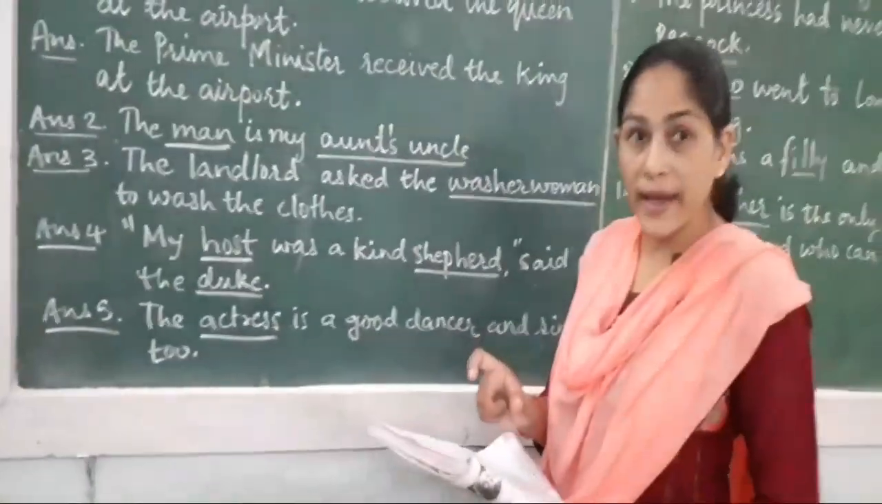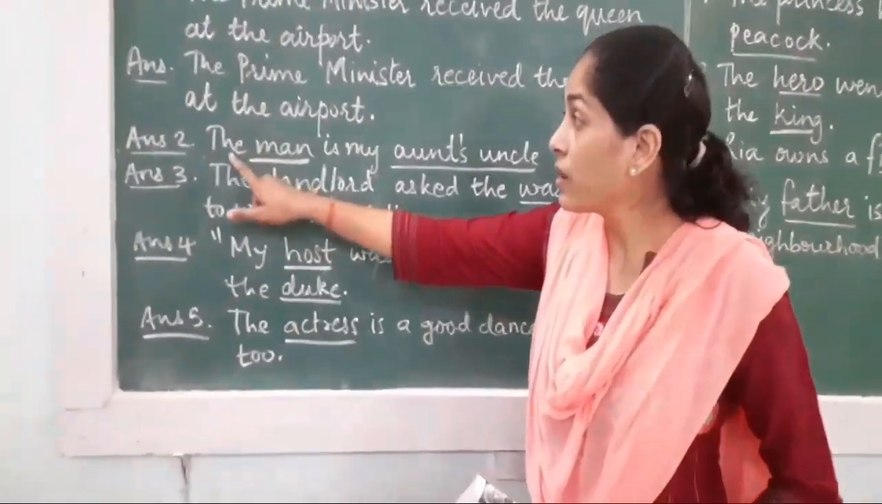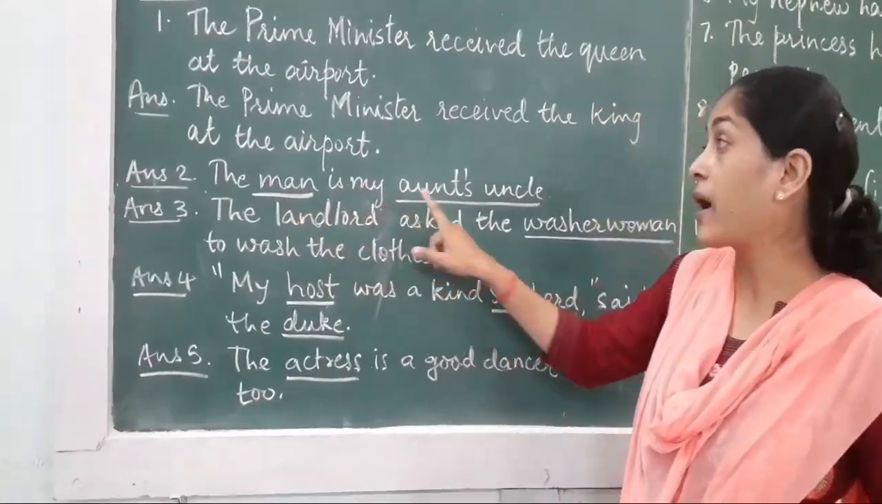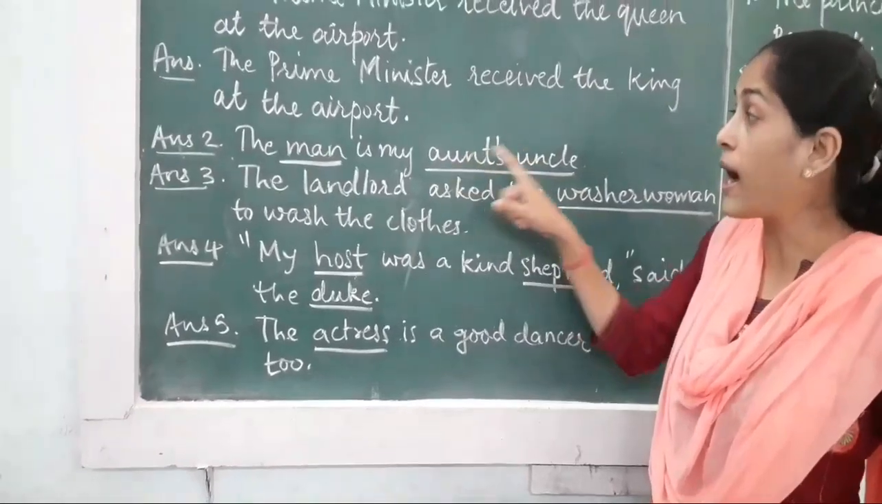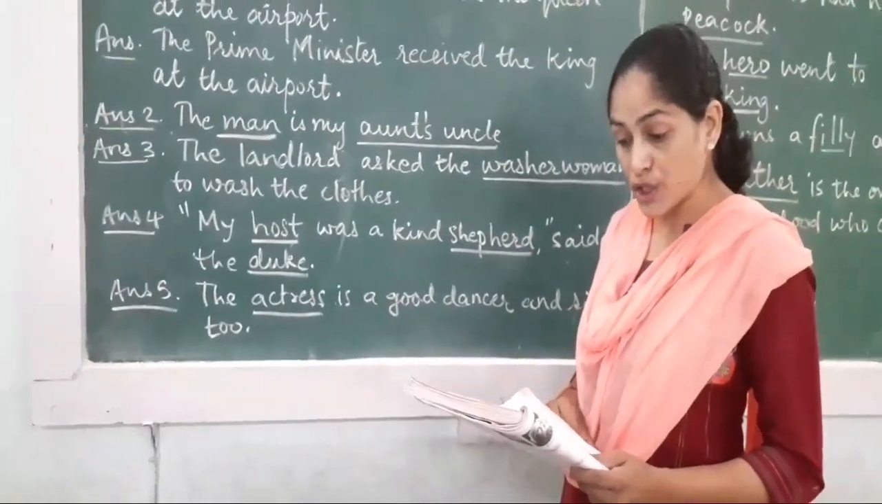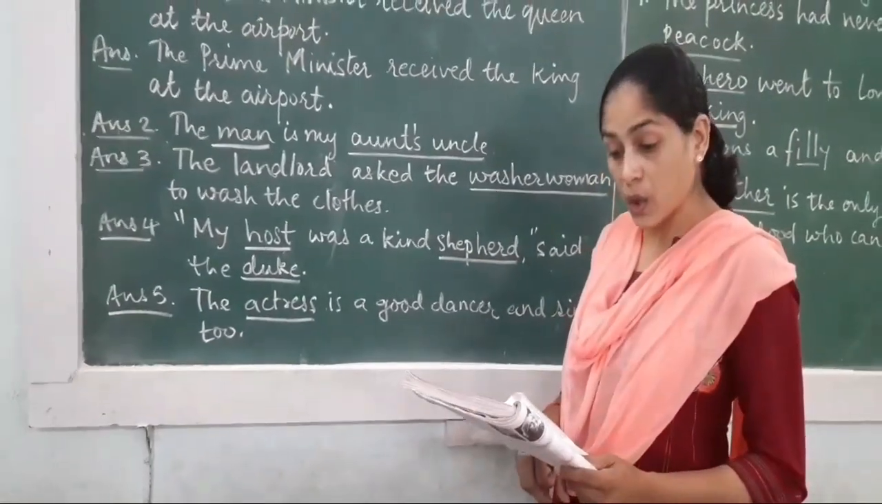The bold ones we have to change. The man, for woman it would be man, opposite gender. My uncle's aunt will be changed into aunt's uncle. Next one, the landlord asked the washerman to wash the clothes.